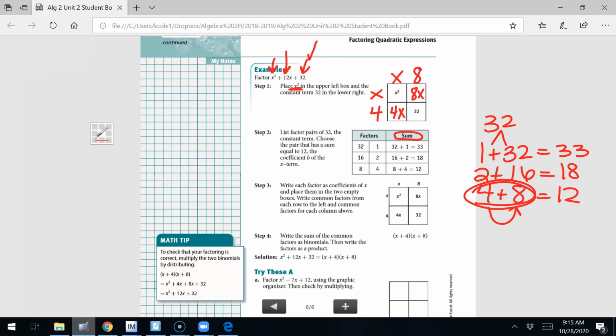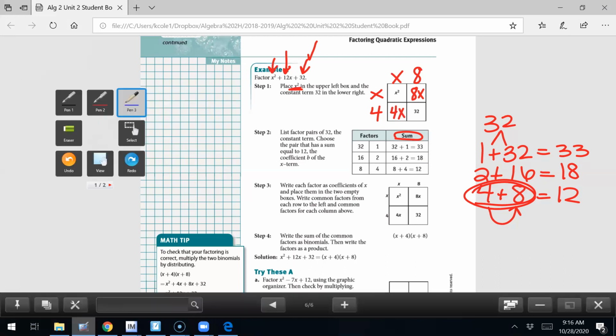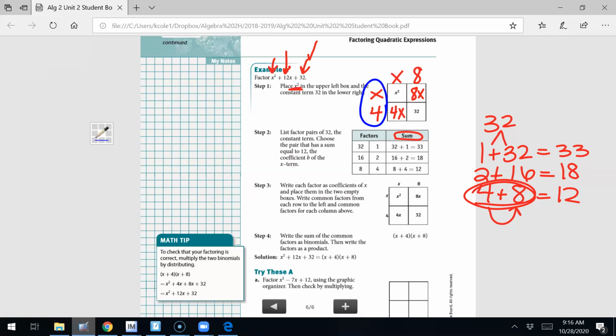Okay, everybody still with me? Your answer is what's on the outside. So on this side, we have x and a positive 4. So that is going to be x plus 4. That's one of the factors. Then over here, we have x and a positive 8. So that's going to be x plus 8. And those are your factors. That's the answer. That's what we are trying to do.